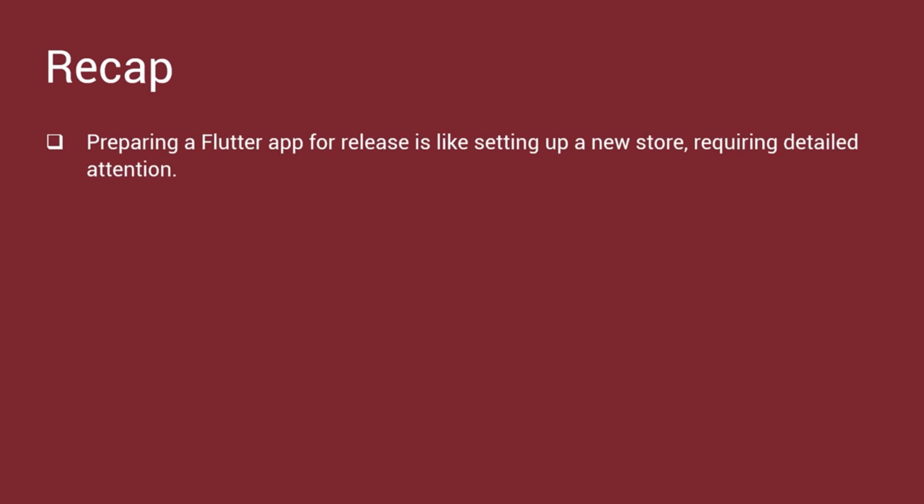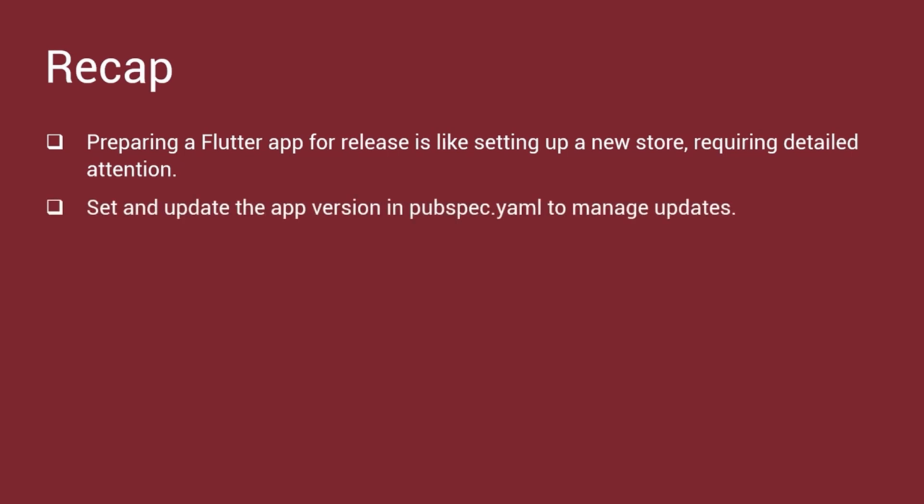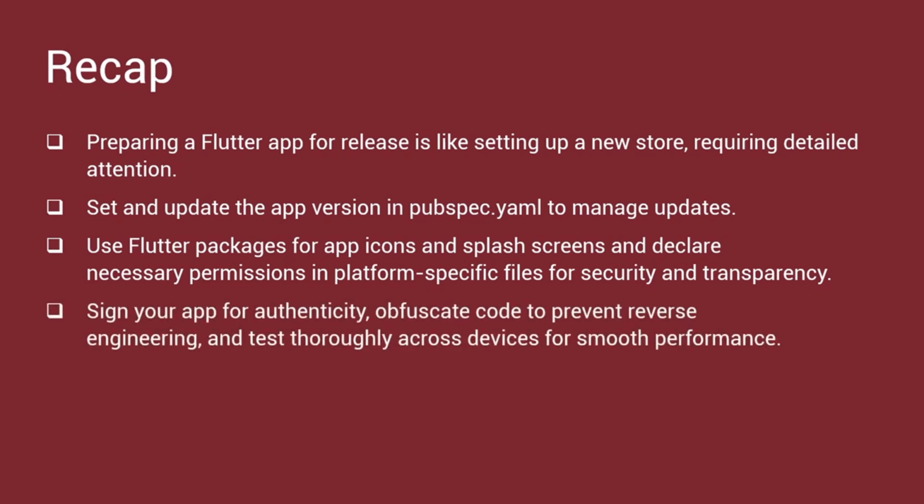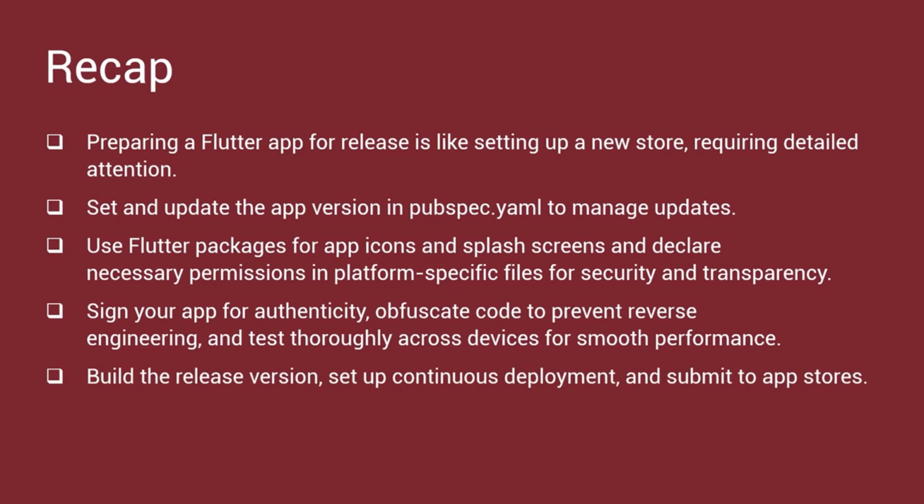In this video, you learned that preparing a Flutter app for release is like setting up a new store, requiring detailed attention. Set and update the app version in pubspec.yaml to manage updates. Use Flutter packages for app icons and splash screens and declare necessary permissions in platform-specific files for security and transparency. Sign your app for authenticity, obfuscate code to prevent reverse engineering, and test thoroughly across devices for smooth performance. Build the release version, set up continuous deployment, and submit to app stores.